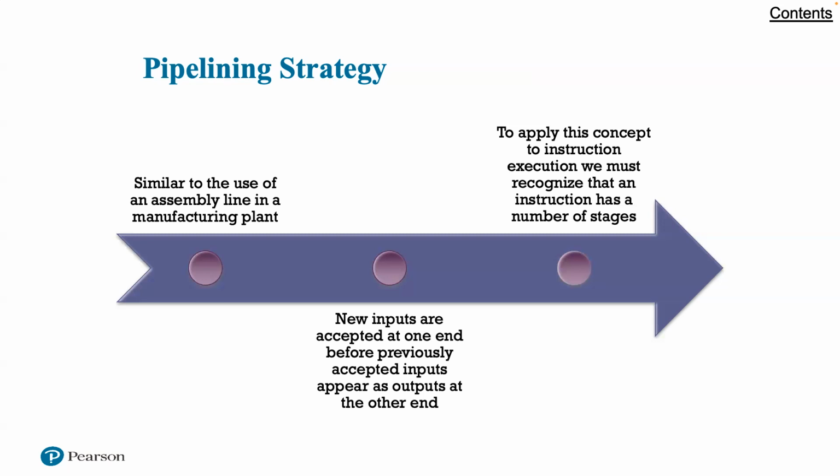By laying the production process out in an assembly line, products at various stages can be worked on simultaneously. This process is also referred to as pipelining because, as in a pipeline, new inputs are accepted at one end before previously accepted inputs appear as outputs at the other end. To apply this concept to instruction execution, we must recognize that, in fact, an instruction has a number of stages. Figure 16.4, for example, breaks the instruction cycle into 10 tasks which occur in sequence. Clearly, there should be some opportunity for pipelining.